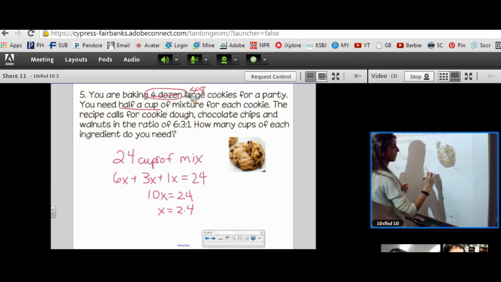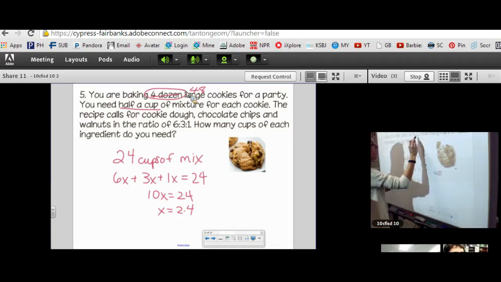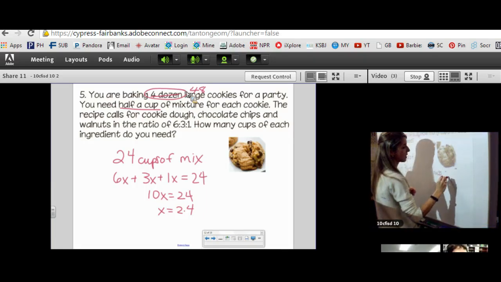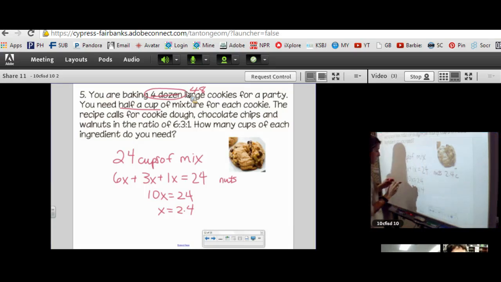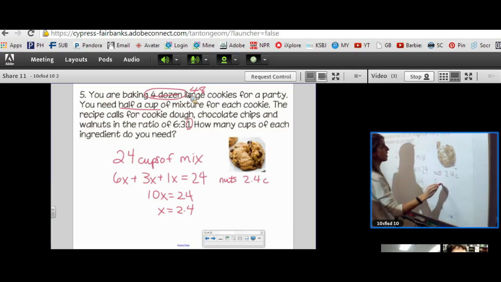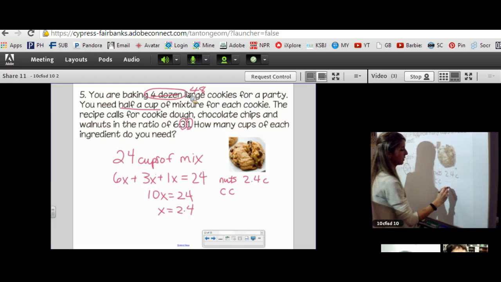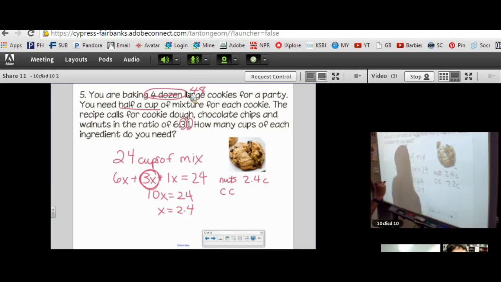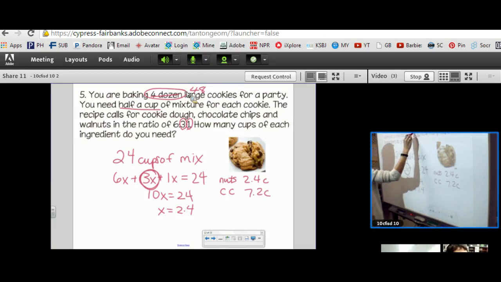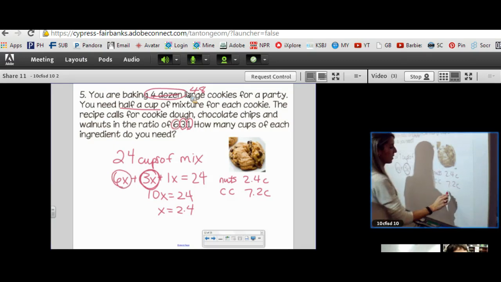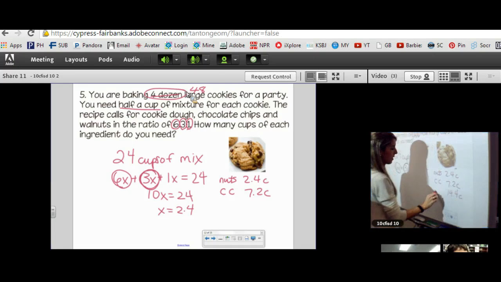So let's do the walnuts first. The walnuts has a ratio of 1. So we need 2.4 cups of walnuts. What about of chocolate chips? Well, that has a ratio of 3. So we're going to do 3 times 2.4. Like right here, plug 2.4 in. 3 times 2.4, 7.2 cups. And then we've got our cookie dough. We need 6 parts cookie dough. We need 6 times 2.4 of the cookie dough. So 14.4 cups of the dough.